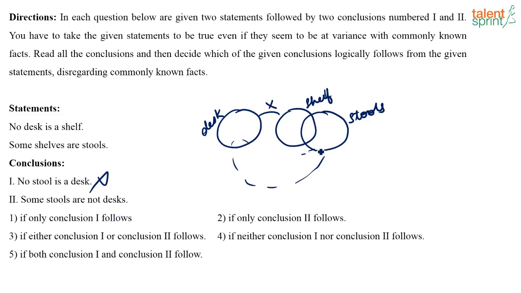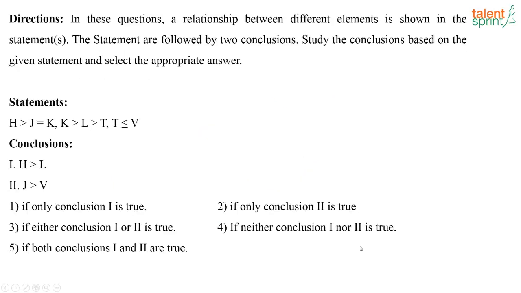Some stools are not desks. Yes, definitely, the stools which are shelves, right? This intersection, this set will never be desks because these stools are already shelves and we know for sure that no shelf is a desk. So the second one is true. So what is the answer here? Only conclusion 2 follows. That is option 2.